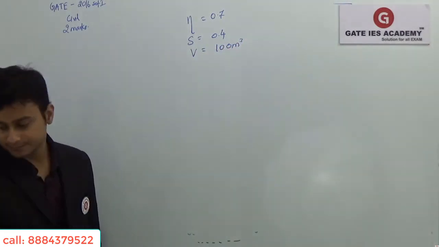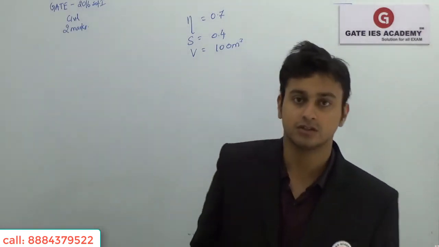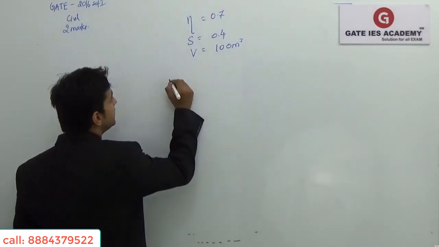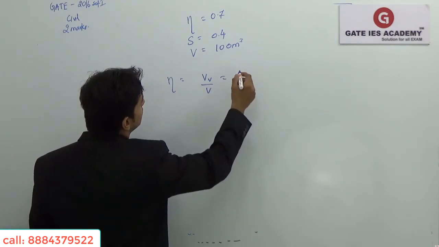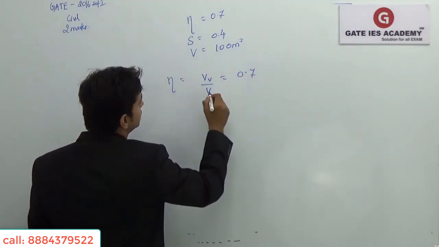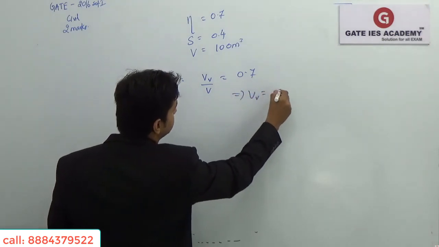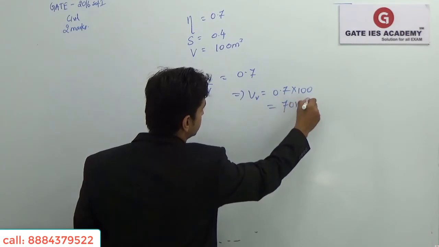So they are asking the volume of air. How will I find out is very easy, because I know that eta is equal to Vv upon V. That is given as 0.7. So V is also given as 100. So Vv will be equal to 0.7 into 100. That is coming as 70 meter cubes.